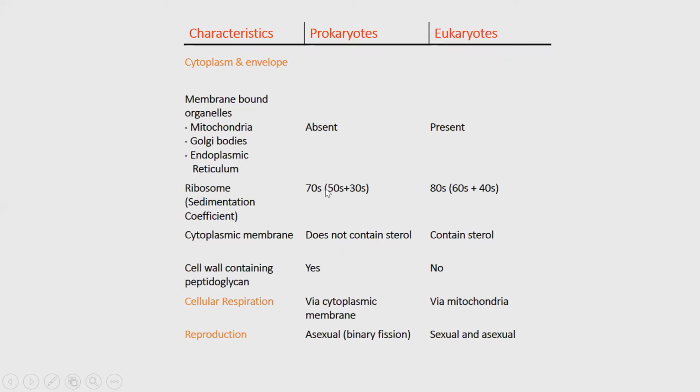In case of ribosome, it is 50 plus 30, it's 70s, and in case of ours, it's 80s. To better understand this, I'm going to show you how it basically happens. You can see that 60 plus 40 should equal 100, right? But it is 80. And here we can see that 50 and 30 equals 80, but here it is 70. So what actually happens?